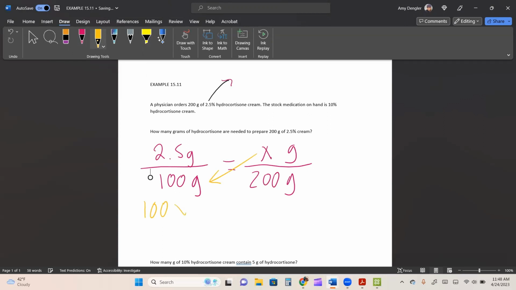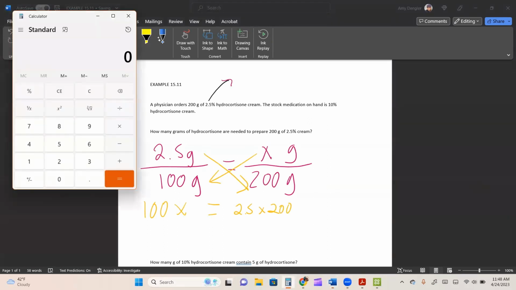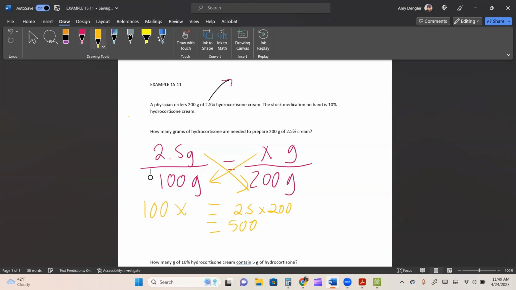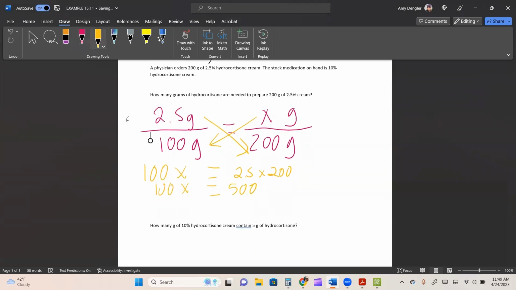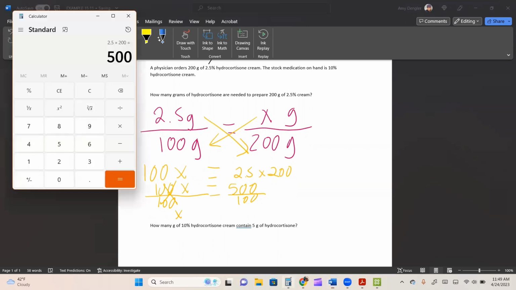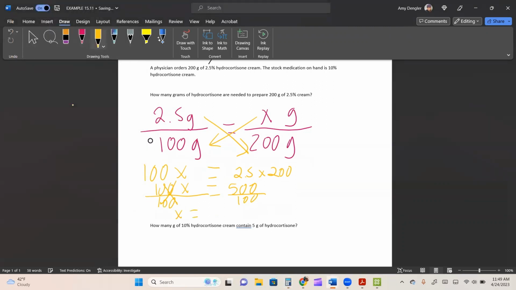So we're going to go 100x is equal to 2.5 times 200. Let's get our calculator out. 2.5 times 200. Remember, we want to take care of the side with multiplication on it first. Then we have 100x is equal to 500. We want to get x alone, so we need to divide each side by 100 to get rid of it on this side. And then 500 divided by 100 is 5 grams of hydrocortisone.